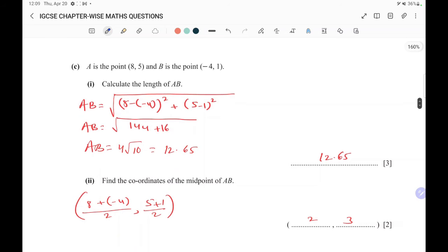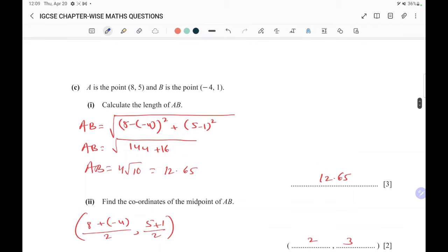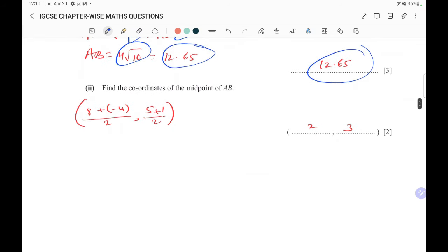Now A is the point 8 comma 5, B is the point minus 4 comma 1. Calculate the length AB. Again, x1 minus x2 whole squared. So 8 minus of minus 4 whole squared, 5 minus 1 whole squared. 8 minus of minus 4 is 8 plus 4, that is 12. 12 squared is 144, and 5 minus 1 is 4. 4 squared is 16. So root of 144 plus 16, which is root of 160, which is 12.65. So the answer should be 12.65.